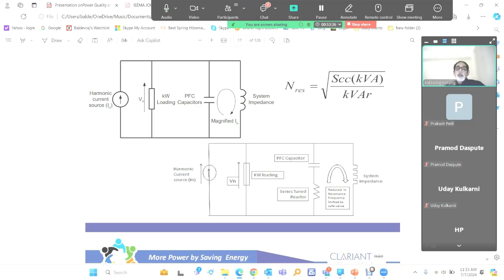So the current could be 150, 200 times. So this reactor is reducing the inrush current. The capacitor life is improved, and the system also is not stressed with that inrush current. And the third major requirement of this reactor is that it shifts the resonance point. Suppose the resonance was taking place at fifth harmonic or seventh harmonic, so it is shifted to a safe place, maybe between third and fourth or second and third.